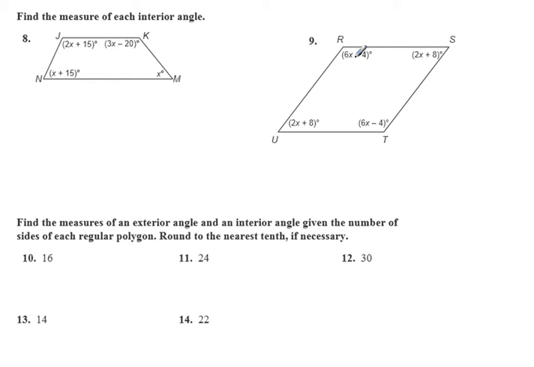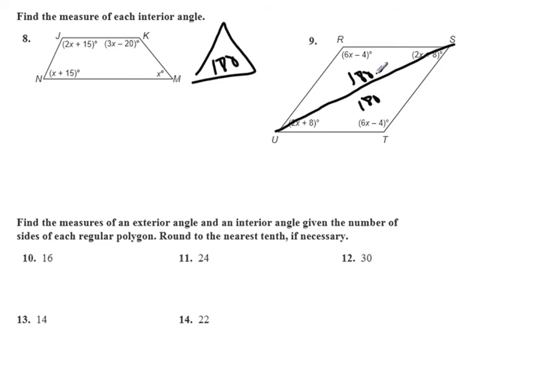Number 9. We want to find the measure of each interior angle. But at first we have to find the value of x. And in order to find the value of x, they gave us 1, 2, 3, 4 interior angles of a quadrilateral. Well, remember, the sum of the interior angles of a triangle is 180 degrees. And a quadrilateral, if we draw a diagonal, is made up of two triangles. So 2 times 180 degrees. So if I add up all of the angles inside this polygon, it's going to equal 360 degrees.